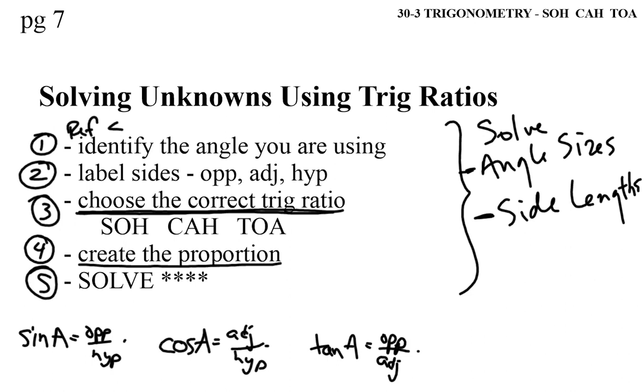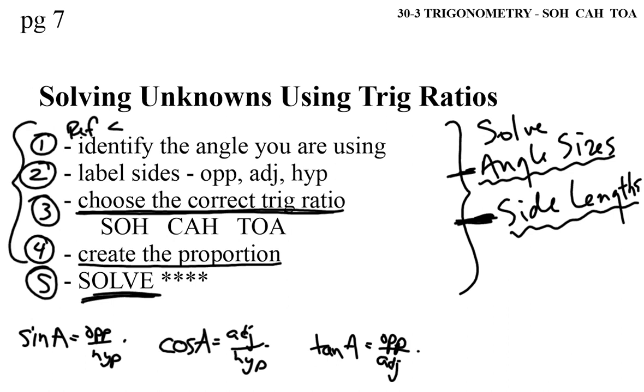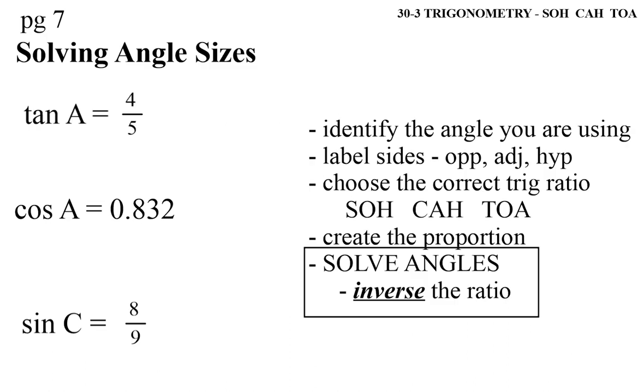Here's the goofy one, now we solve. And it has the 4 stars beside it because that's how do you solve? Well, it depends on what we're trying to solve for. Angle sizes uses a solving method. Side lengths uses a different solving method. 1 to 4, same 4 steps. Number 5 changes. So let's take a look. Let's start on page 7, solving angle sizes.